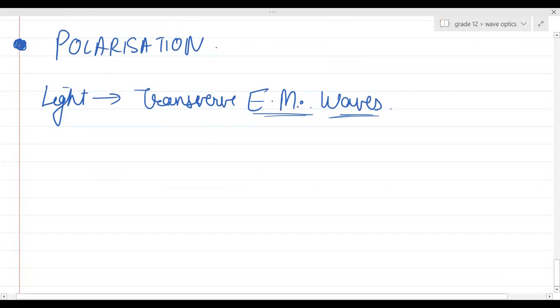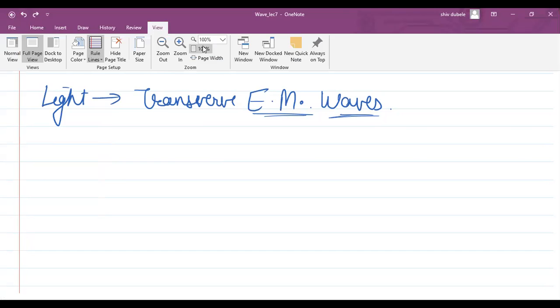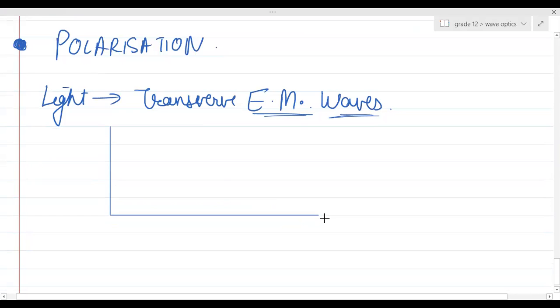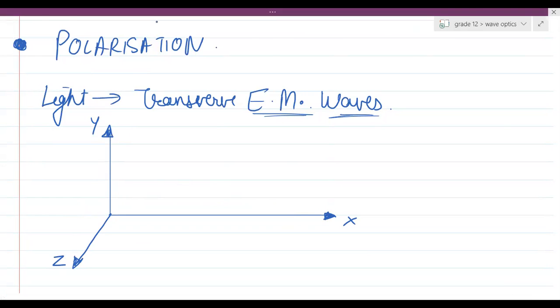Although I think I skipped the chapter on electromagnetic waves as of now. Yes, sir. Okay, so still, I'll give you a basic idea. Suppose this is your x, y, and z axis. The z axis is coming out of the plane. So now, guys, can you see over here?